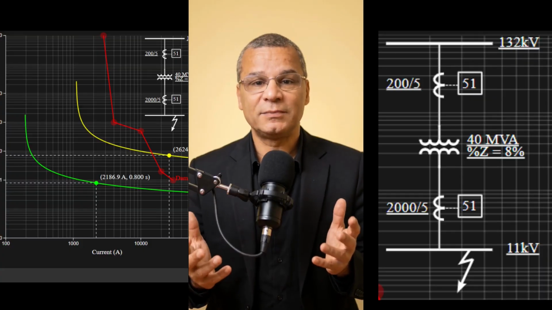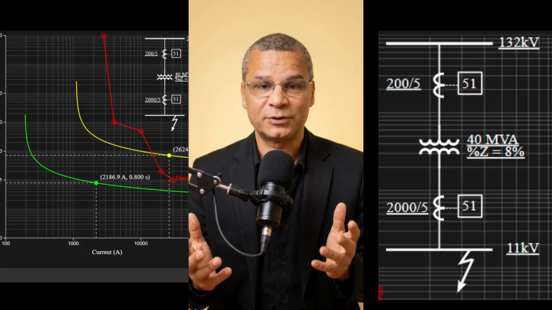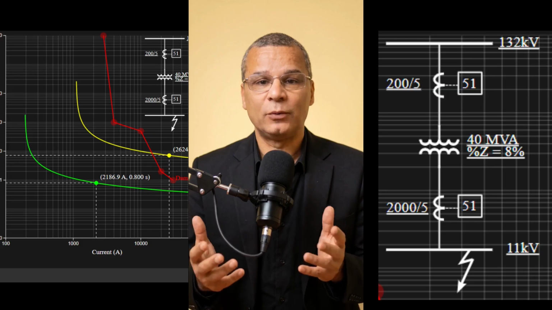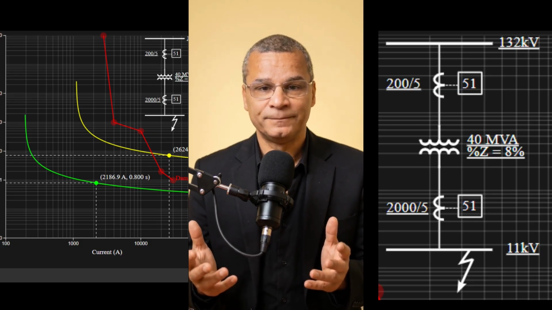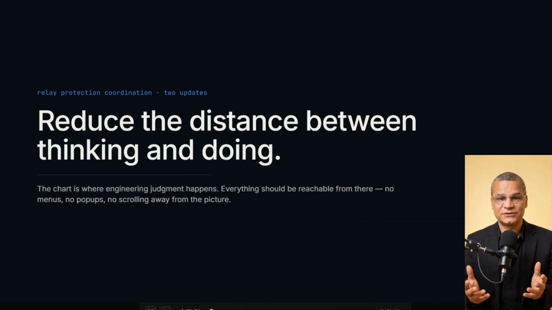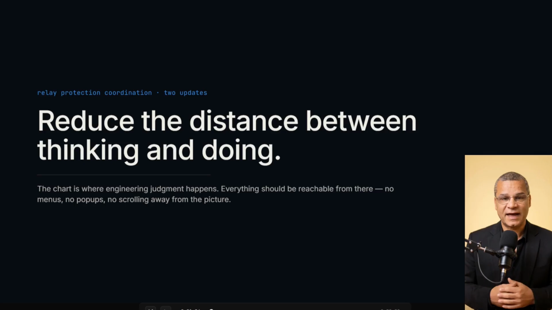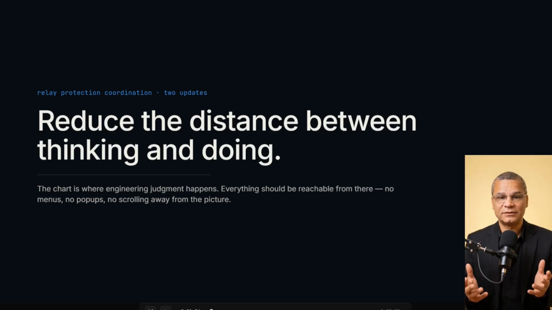Hi guys, I just made a few enhancements in the Relay Protection Coordination tool and would like to bring them to your attention. The reason why I made these changes is because I hate tools that are menu-driven, constantly jumping between your one-line diagram, your input fields, and your time coordination curves plot, with windows popping all over the place, adjusting one thing, scrolling to find another, losing your train of thought. I fixed that.